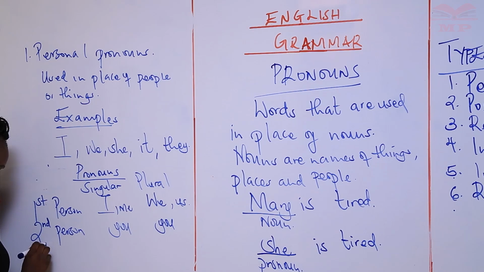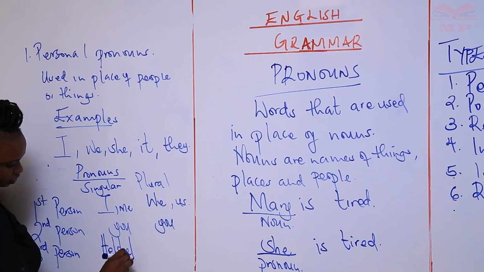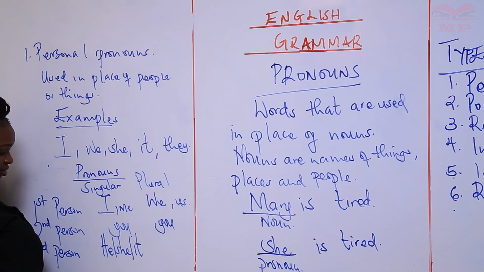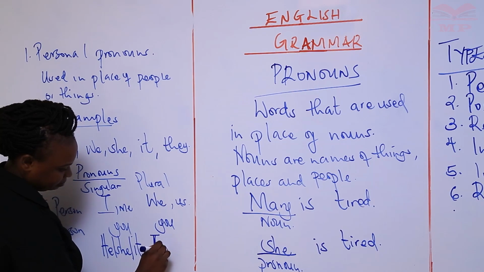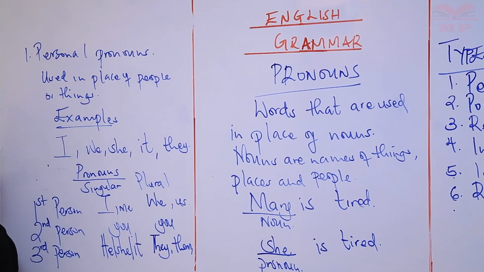Then third person, we have he, she, it. Now sometimes we refer to babies as it. It is crying. When the baby is still an infant, we can use it in place of the word baby. So singular he, she, it. Plural they, them.